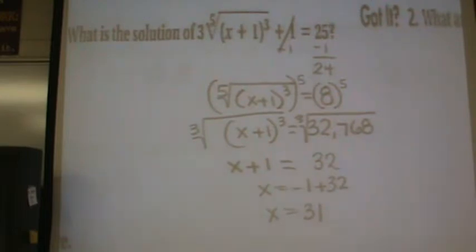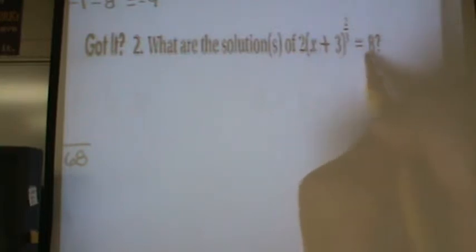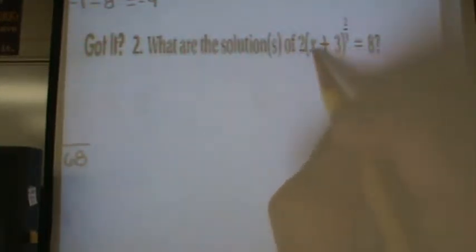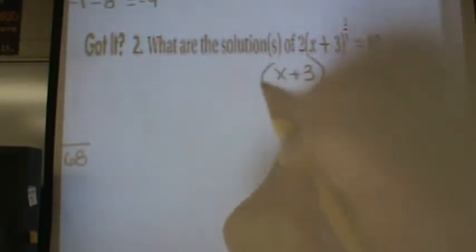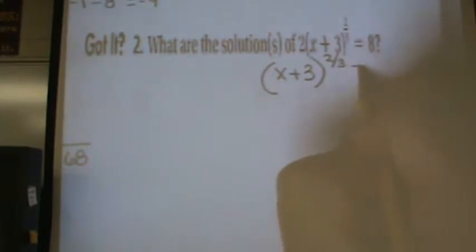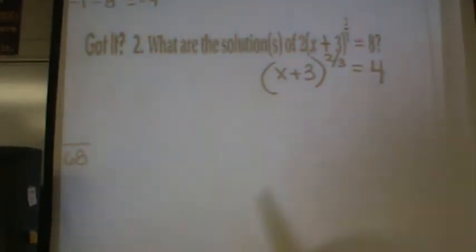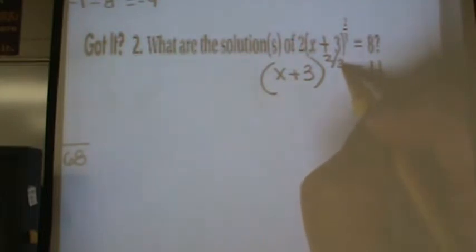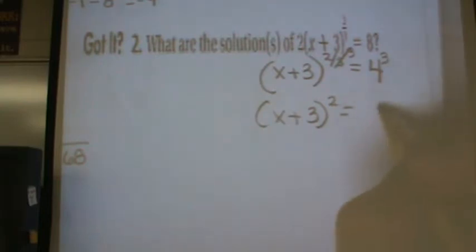Okay, now let's see how smart you are here. What do you think you're gonna do here? Divide both sides by 2. So what's my first line? x plus 3 to the two-thirds power equals 8, equals 4. We got rid of the 2. Now, the first thing you want to get rid of is the denominator. We're gonna cube both sides. Cubing both sides will give us x plus 3 squared equals, what's 4 cubed, not 12?